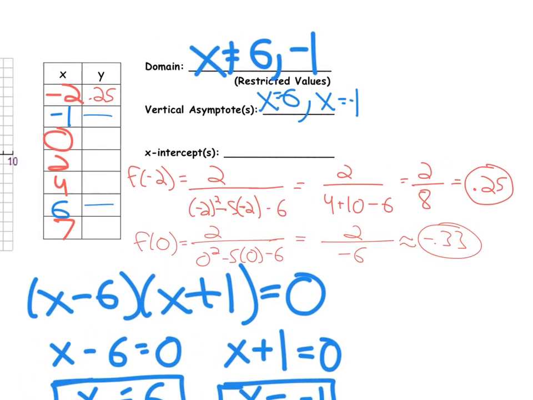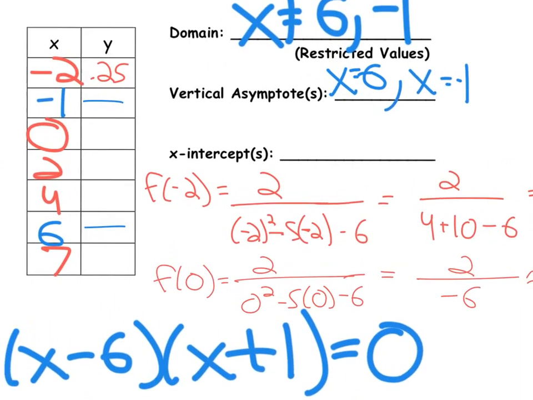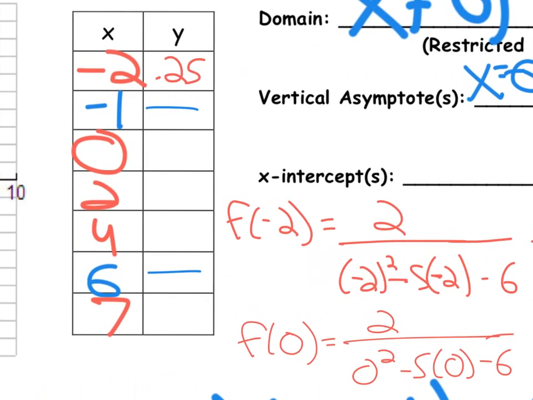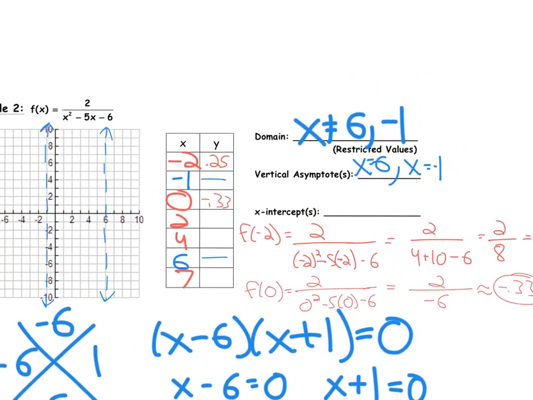Okay, so let's go ahead and write that one into our table as well. And also, this is why I really like plugging in 0, because if you plug in 0, your x's will always cancel out, which is very nice. So we get -0.33.